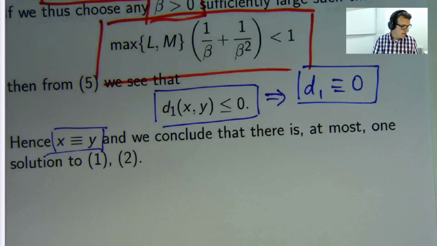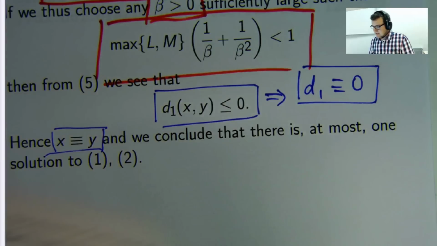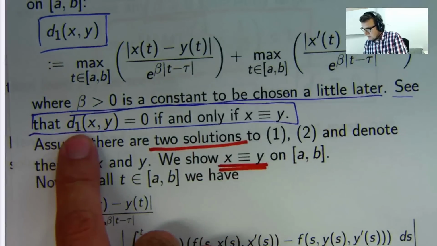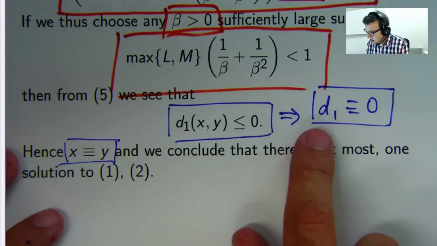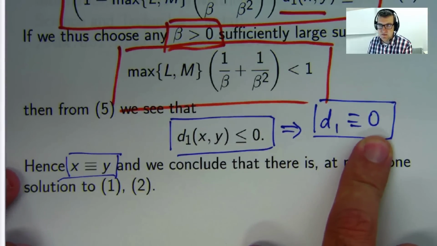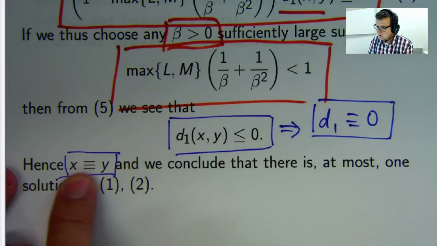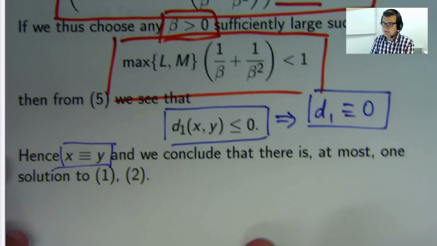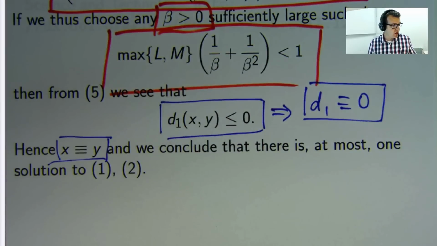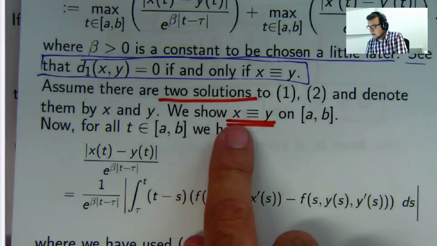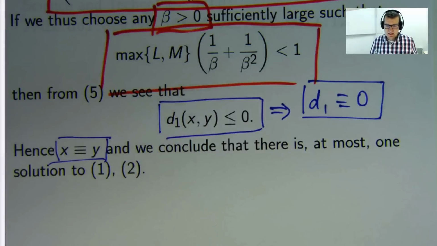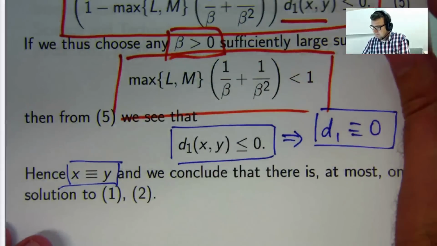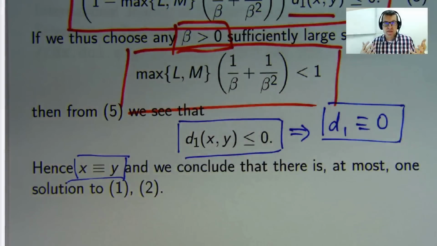Now this just comes back to one of our assumptions over here, that D1 is 0 if and only if X equals Y, right? That's one of the properties. Okay, we've just shown that D1 equals 0. So we conclude that X and Y are one and the same. So we've set out what we chose to show. We tried to show that X and Y were the same. Okay, there's two solutions, but they're identical. Okay, so that's it. That's pretty much the uniqueness part of the proof.